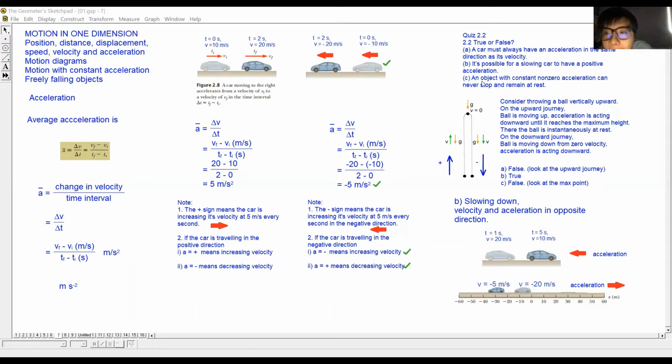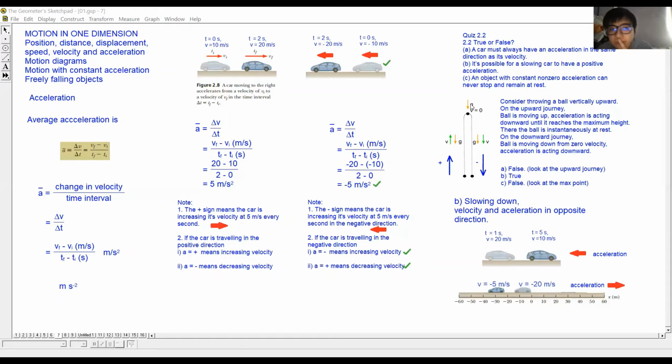An object with constant non-zero acceleration can never stop and remain at rest. Now, actually, for all these three questions, they are referring to this one, the gravitational acceleration. Let me explain this gravitational acceleration.